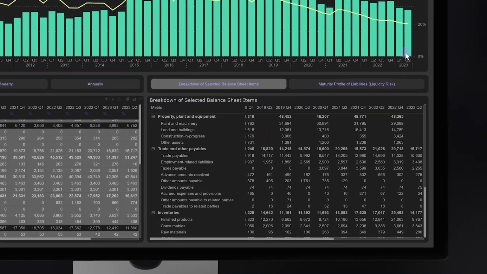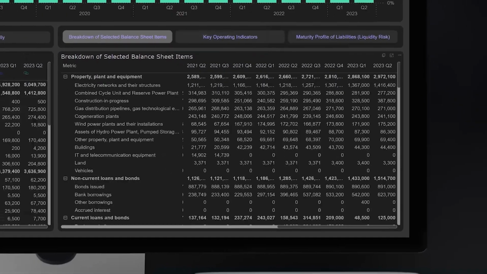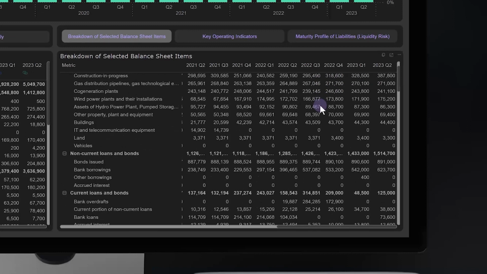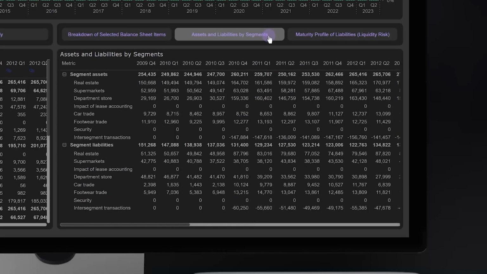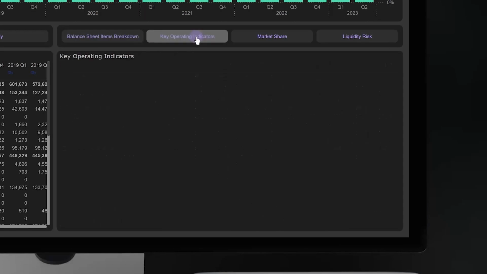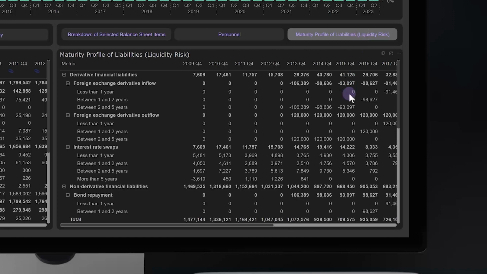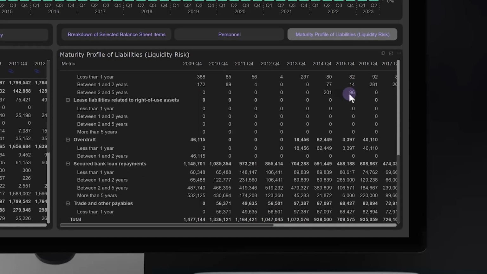We provide also specific assets and liabilities data that is not available on other platforms. Here you can find and analyze breakdown of selected balance sheet items, assets and liabilities by segments, key operating indicators and maturity profile of liabilities, or in other words, liquidity risk.